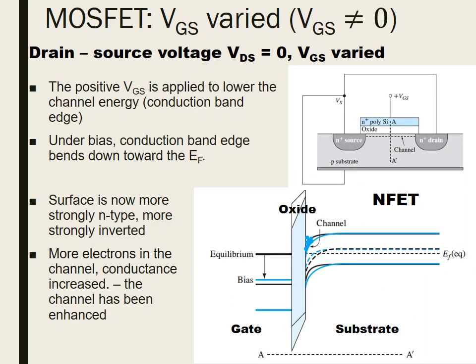Now let's focus on NMOSFET as the example. We consider the case when VGS is not 0 or varied, but VDS is 0. The above figure shows the connection when applying the gate voltage. When the positive gate voltage is applied, the channel energy is reduced since the channel is N-type. Under bias, the conduction band edge bends downwards towards the Fermi level. This makes the substrate surface at the silicon dioxide and silicon interface strongly N-type. Thus, there are more electrons in the channel and the conductance increases, resulting in a conductive channel being formed.